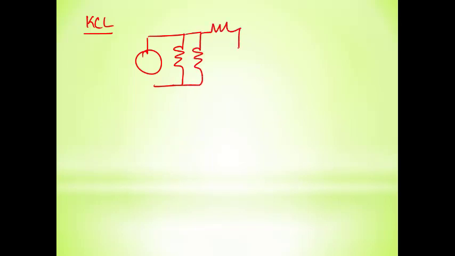So, at any node in a circuit, so this is a node. A node is nothing but when two or more circuit elements are connected to a point. So 1, 2, 3. These three are circuit elements connected to the same point. This is said to be node 1.